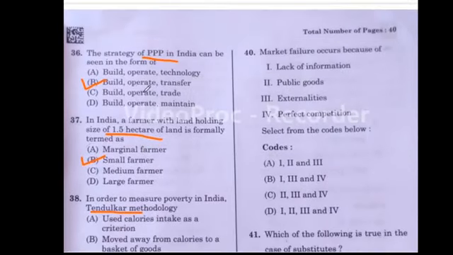Question number 40. Market failure occurs because of first one, lack of information. Second one, public goods. Third one, externalities. Fourth one, perfect competition. Yes, here as you all know, this question was repeated in our mock test also. 1, 2 and 3 are correct here. Fourth one is not correct. So here option A will be the right answer.